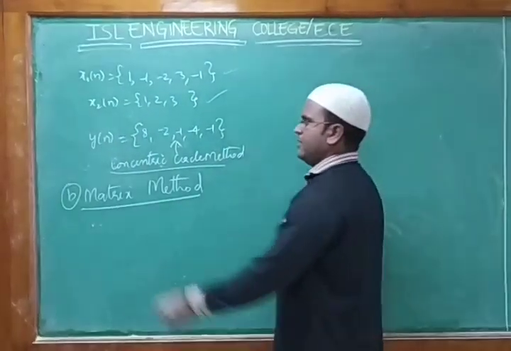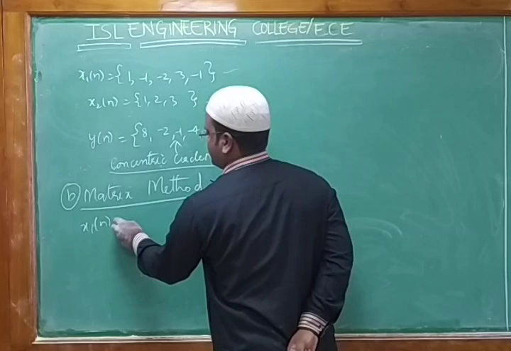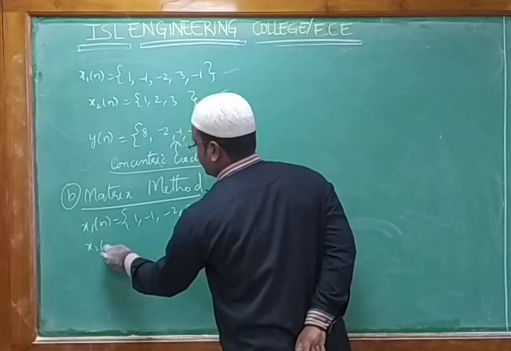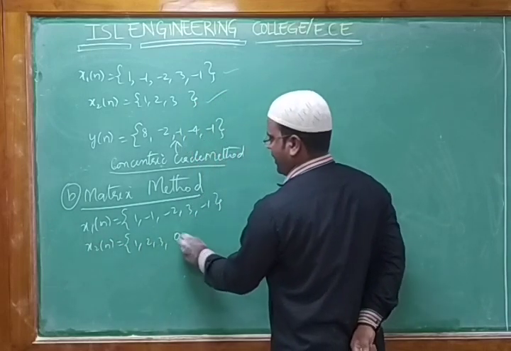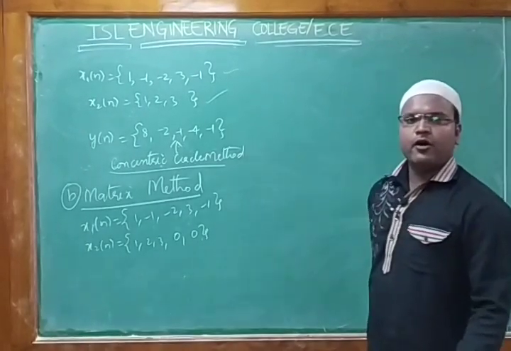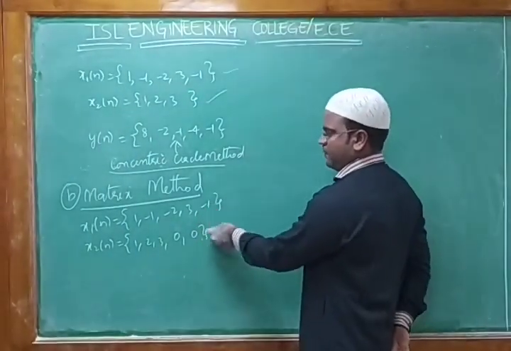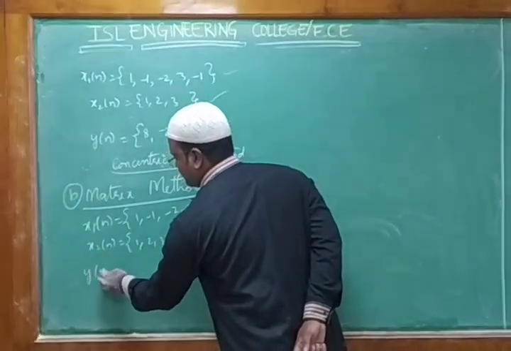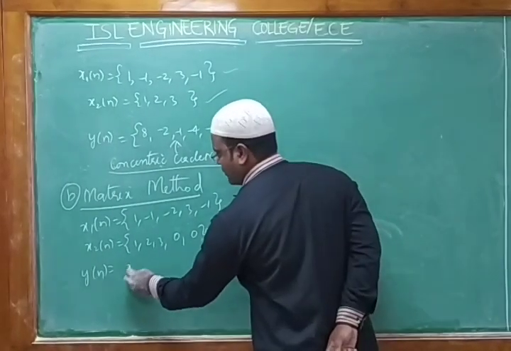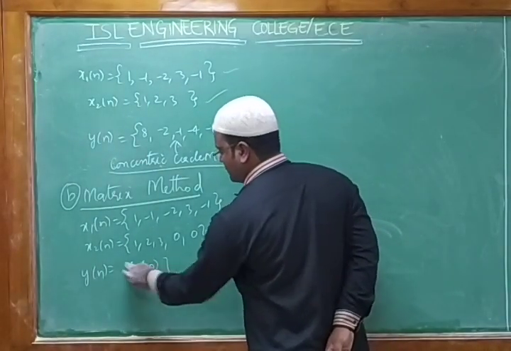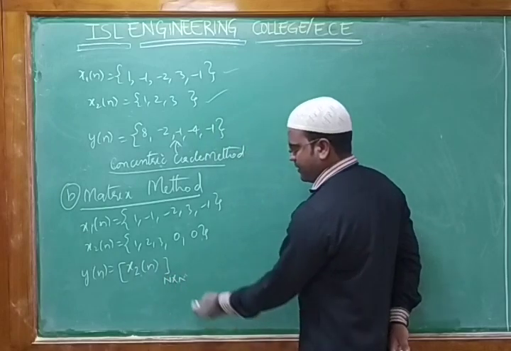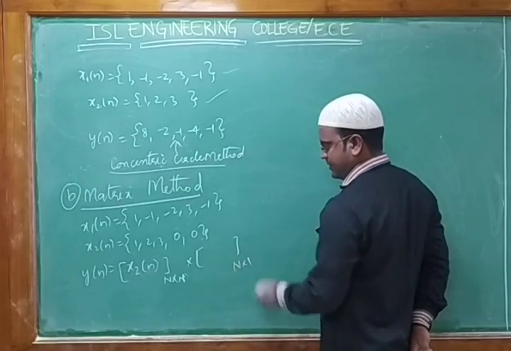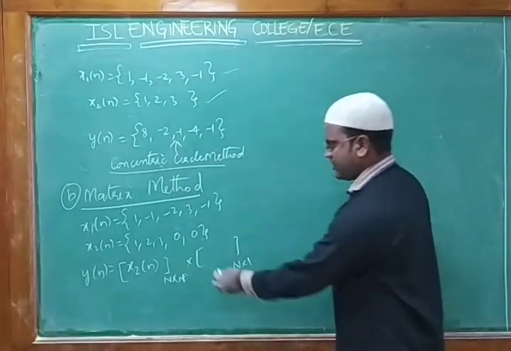For doing this, what will I do? First, x1 of n I'll write. It's nothing but 1, -1, -2, 3 and -1. Second, x2 of n. What is x2 of n? I'll write 1, 2, 3, and add 2 zeros, 0 and 0. In order to perform the matrix multiplication method, what do you have to do? You have to find y of n. So y of n is the order of your sequence. Which sequence is there? x2 of n. That you need to write in terms of an n into n matrix. Into the second, what you have to write? An n into 1 matrix. That means we have to use x1 of n.